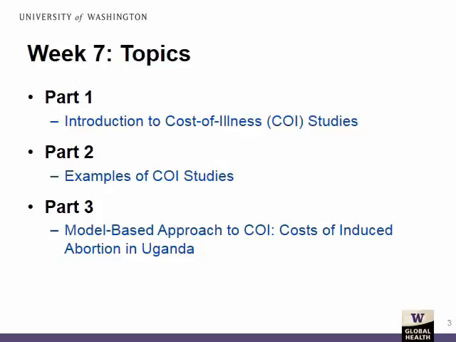As in other weeks, we'll divide this week into 3 parts. In the first part, we'll look at an introduction to cost of illness methods. In part 2, we'll look at some examples from the global health literature. And finally, we'll look at a cost of illness study, an example using a model. And this is a study that I participated in performing and reporting.